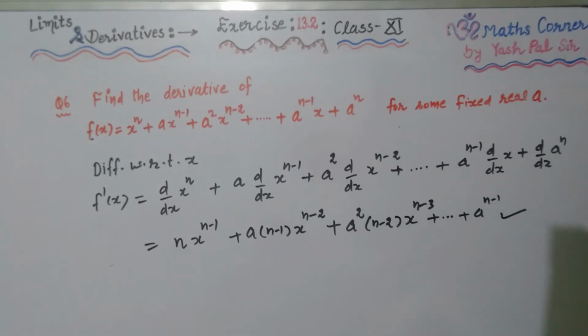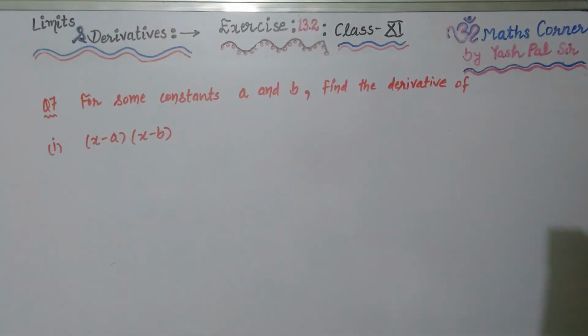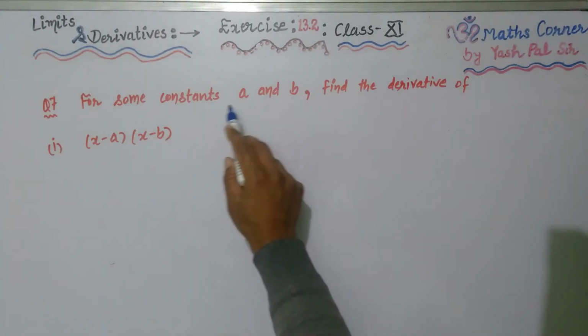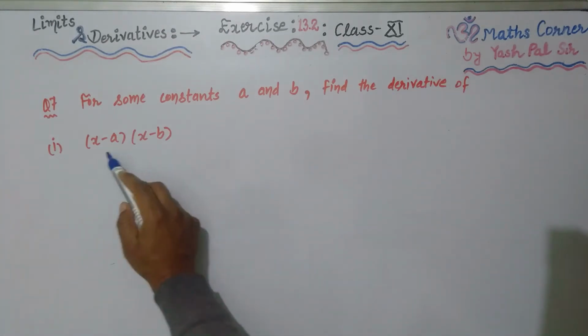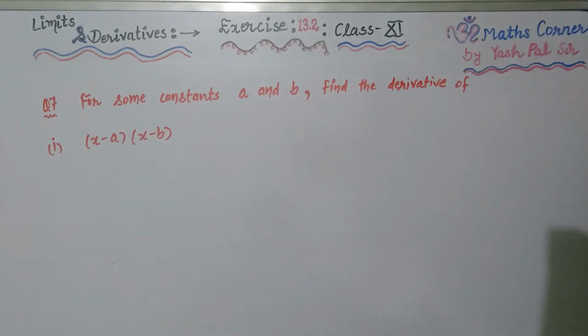Now next question. Now question number 7. For some constants a and b, find the derivative of the first part, x minus a into x minus b.